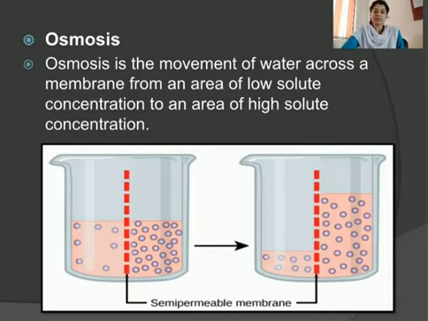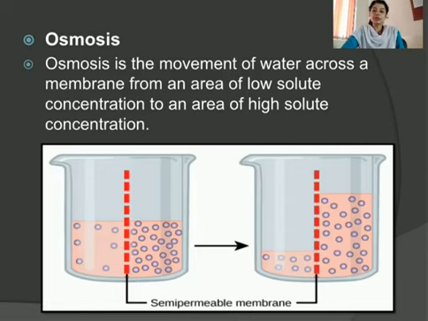Across a semi-permeable membrane from a low solute concentration to a high solute concentration. In a particular solution, there are two components, one being your solute and the other being your solvent. Solute is the solid part and solvent is the liquid part. For example, when you mix sugar in water, the water is your solvent and sugar is your solute, right? So in osmosis what happens?